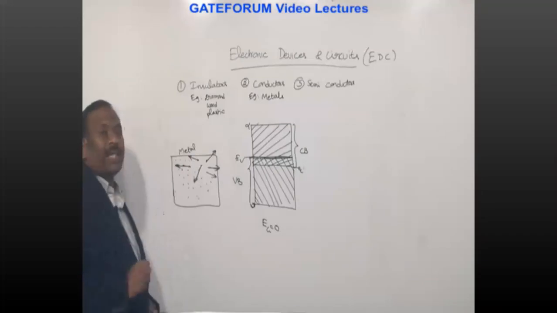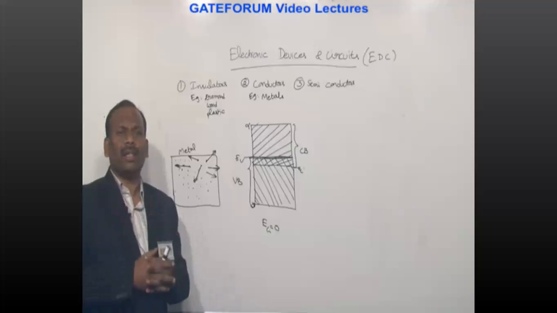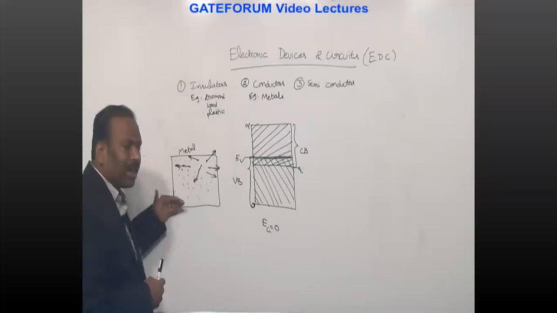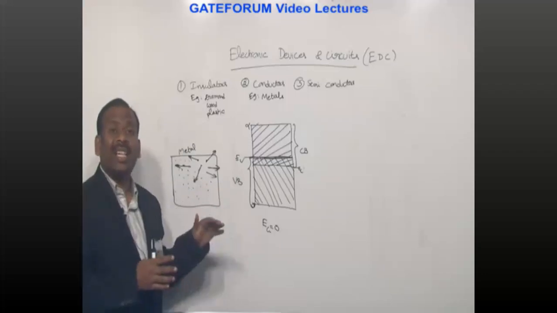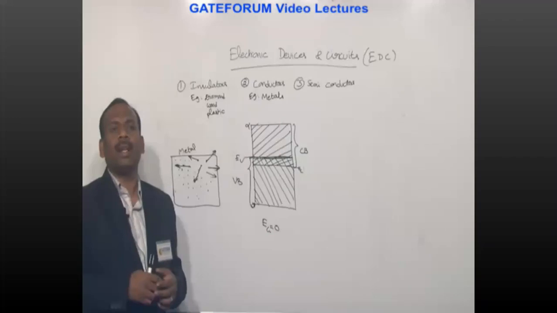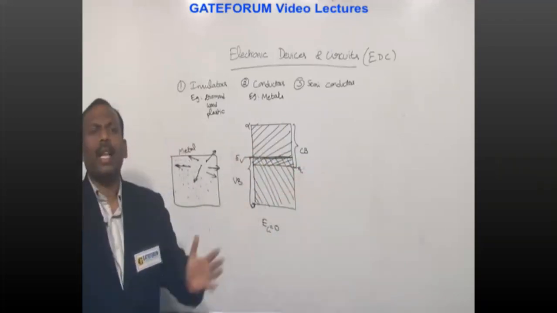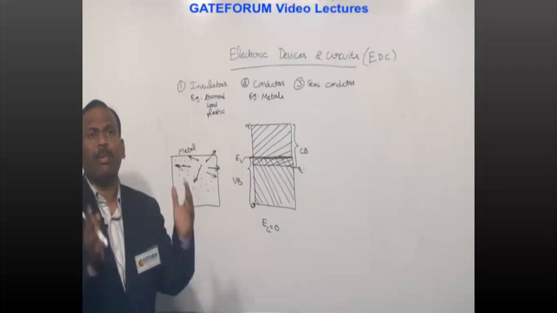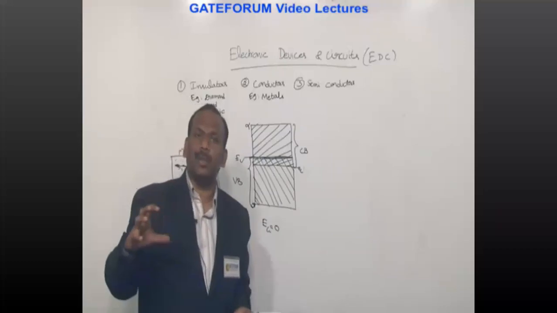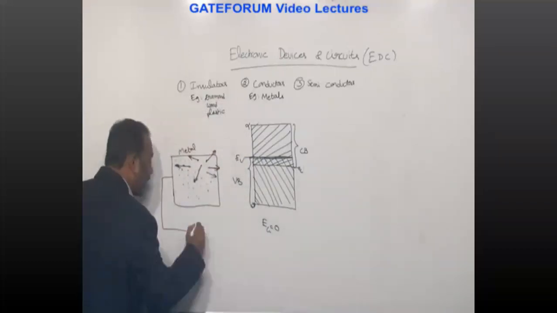Now, I want current. There are so many electrons there. What do I have to do? We have to make sure that all the charge carriers, all the electrons, are aligned in one particular direction. Instead of one moving in one direction and another in the other, if all the charge carriers are moving in only one direction, then current will exist. How do we make all the charge carriers flow in only one direction? For that purpose, you have to apply an external field.